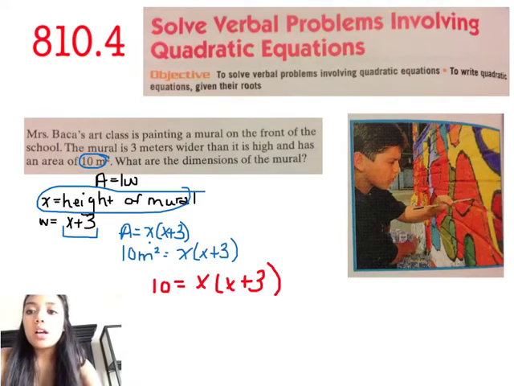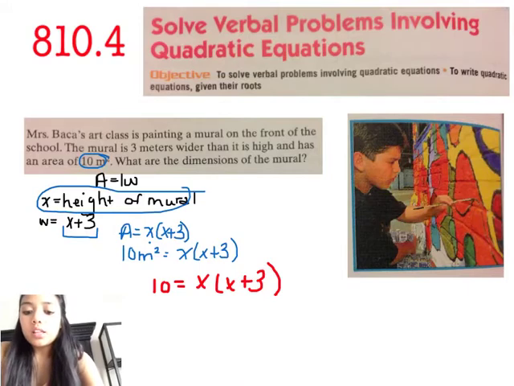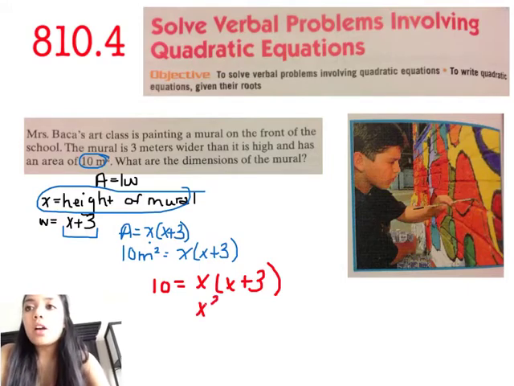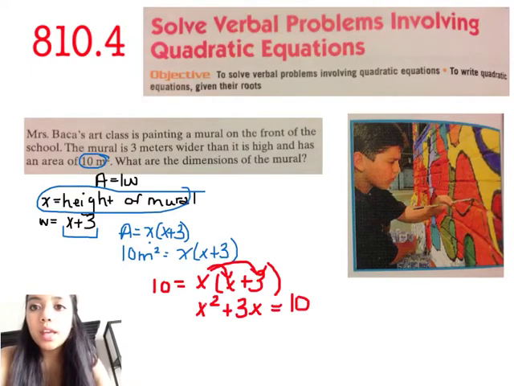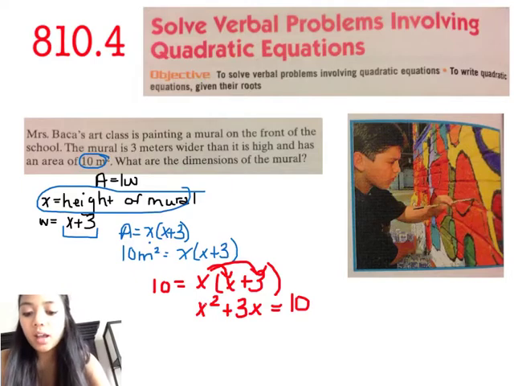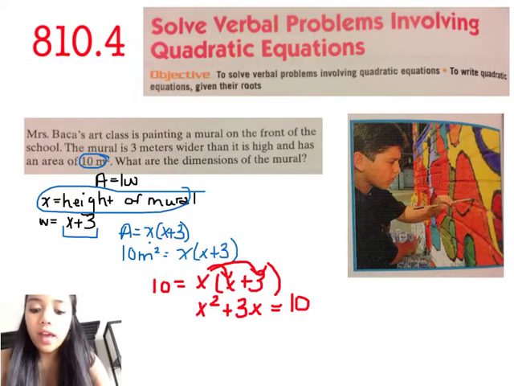So I'm going to go ahead and write that out. Area equals length times width. That's what you know. So we need to figure out our unknown. Our unknown is that we don't know how high it is, and we don't know the width. But we can say that if we use x as our unknown, we can have x equal the height of the mural.